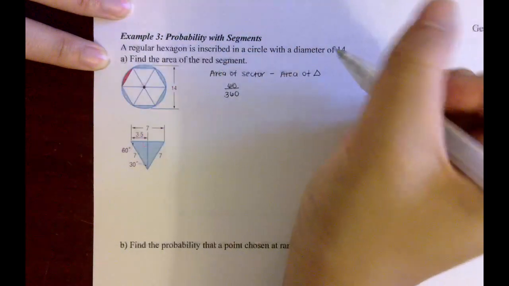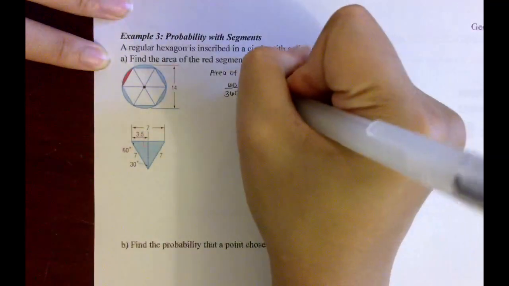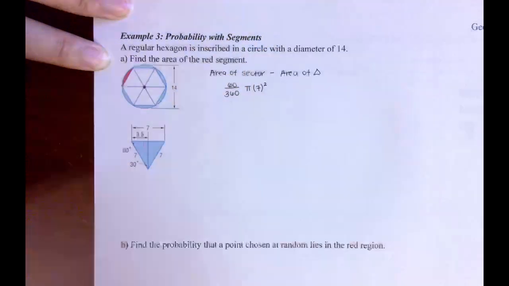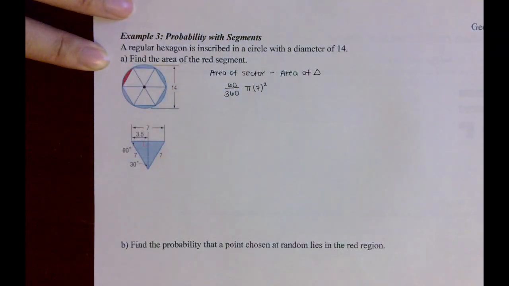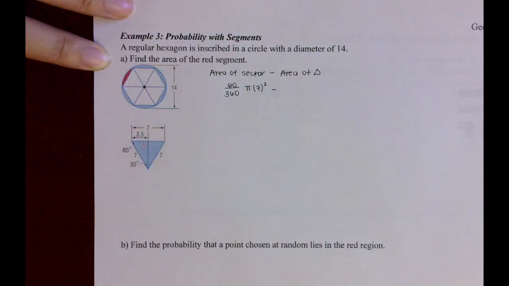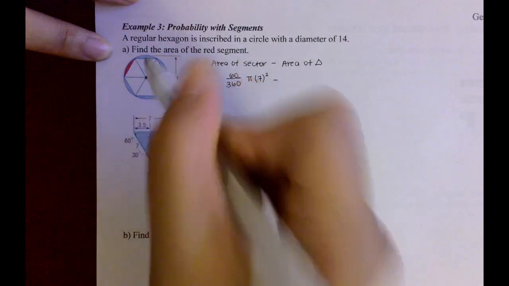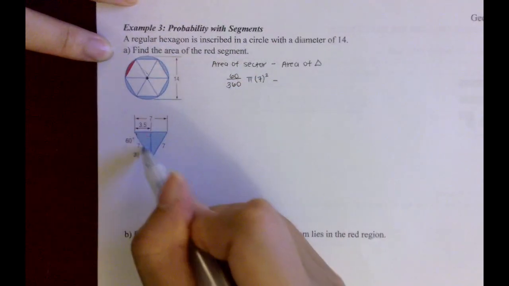Okay. Then pi. If diameter is 14, that means radius is 7, so 7 squared. Okay. Then we're going to subtract the area of the triangle. So here you see a close-up of the triangle, right? So these are formed by the 2 radii, so this is 7 and this is 7.